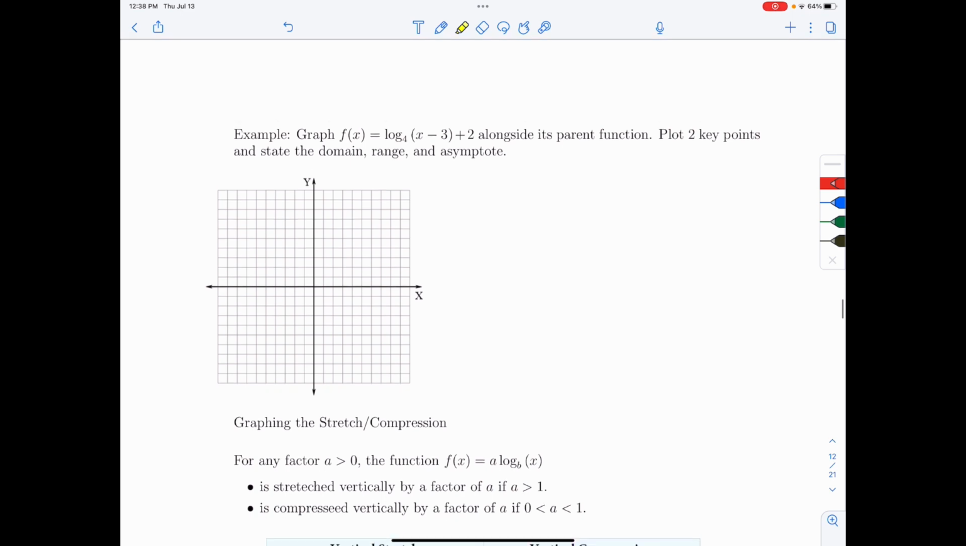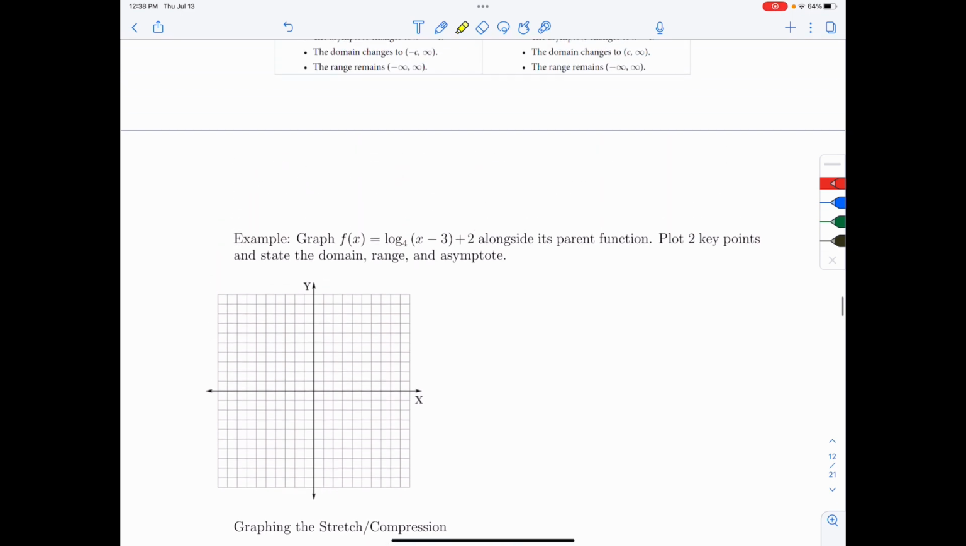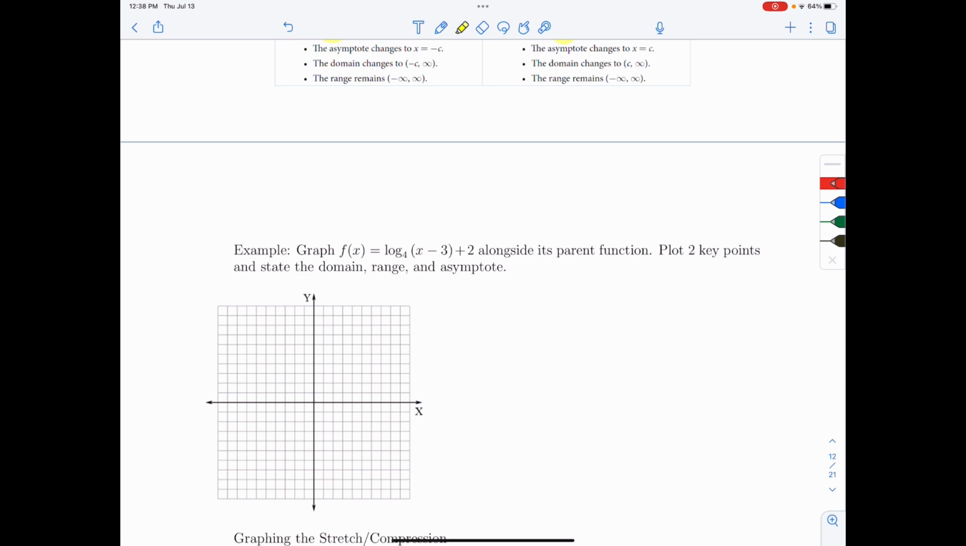All right, so let's go ahead and graph this function, log base 4 of x minus 3, plus 2. How I like to think about this first is log base 4 of x, that's the parent function for this particular function. And actually, I'm not going to call it f of x. Let's call it g of x. If I transform this to an exponential function, that's going to be 4 to the g of x is equal to x like this. And then let's make a table of values.